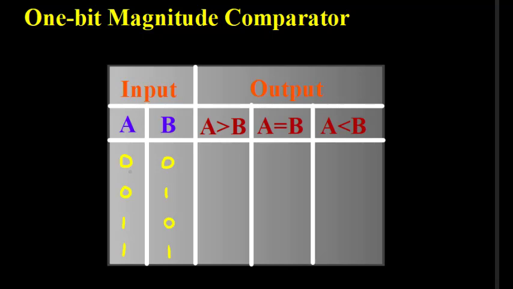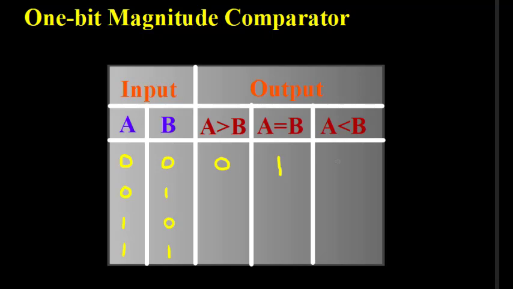So 3 cases would arise, as seen in the output. Either A is greater than B, or A is equal to B, or A is less than B. So we have to check these conditions. The first case, A and B are both 0. So the condition that they are equal is true, and the other conditions are false.